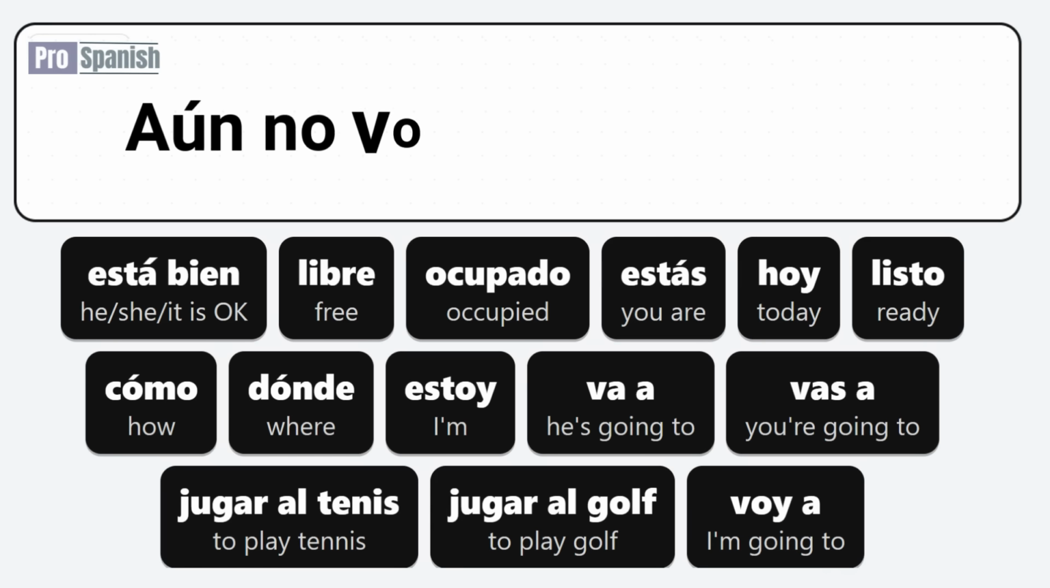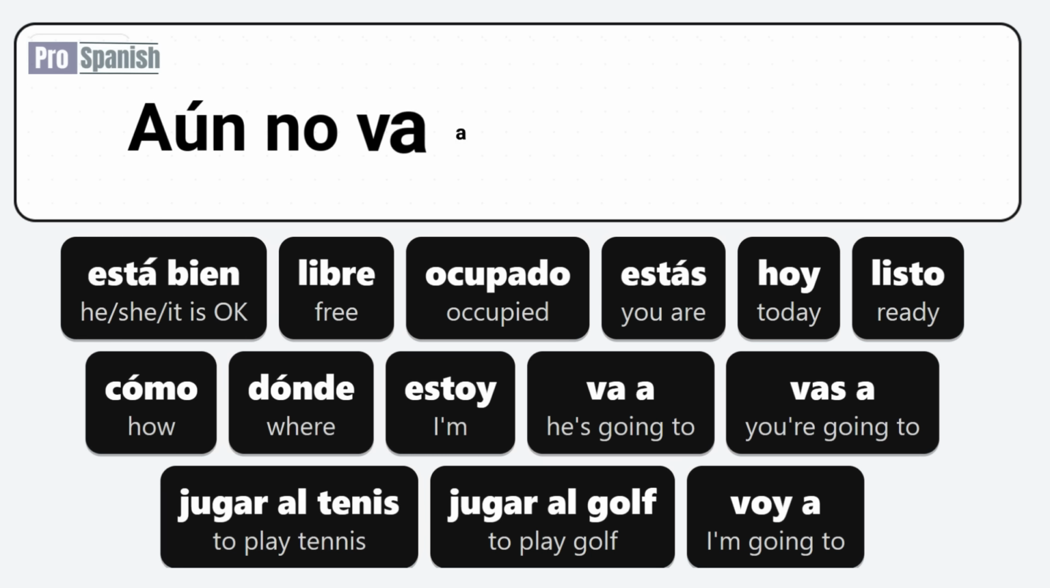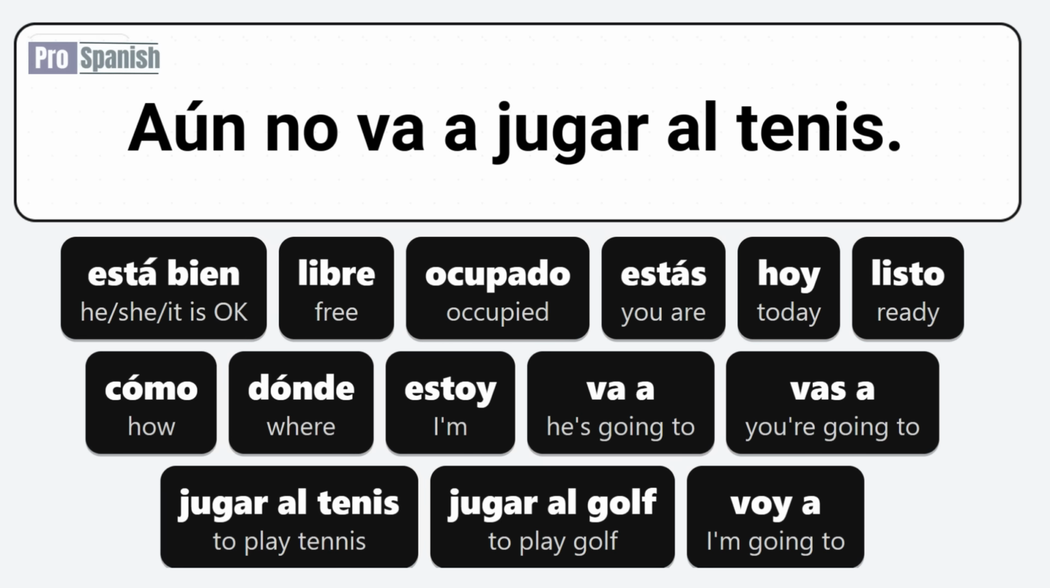Aún no voy a jugar al golf. How about, she's not going to play tennis yet. So maybe she's had an injury. What would that be? Aún no va a jugar al tenis. So when using the negative, not yet or still not, it's just the same.